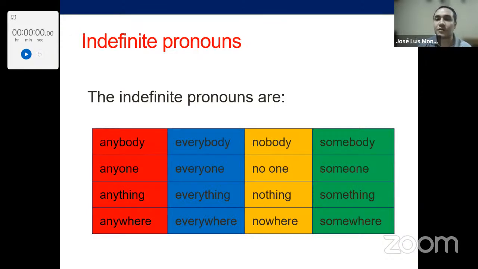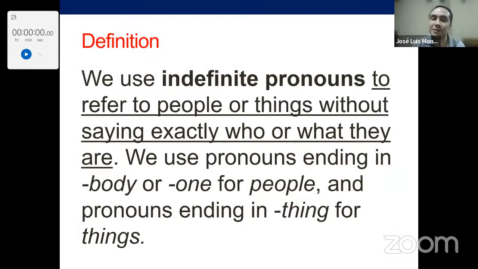And we're going to go to the first part, the definition. Let's read this one, please. Definition: we use indefinite pronouns to refer to people or things without saying exactly who or what they are. We use pronouns ending in body or one for people and pronouns ending in things for things. Right? Very easy, right? Body and one for people, thing for things.